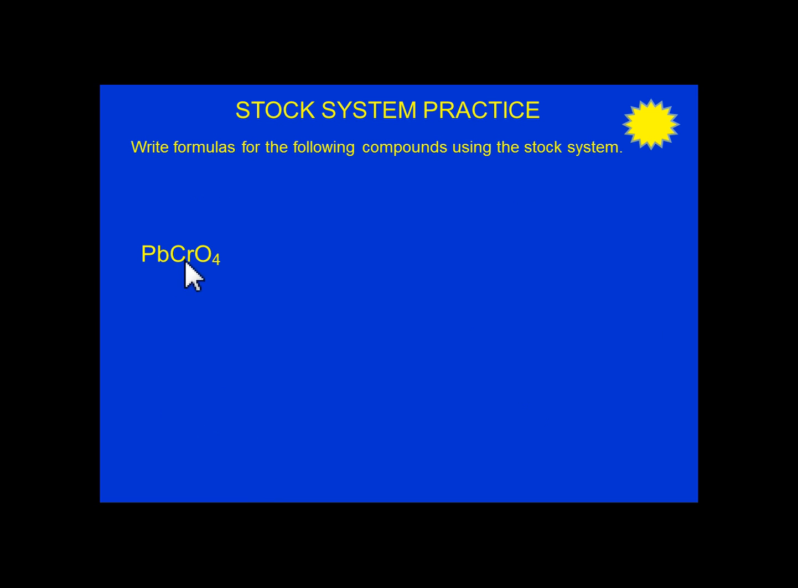Alright, PbCrO4. CrO4 is chromate. It has a -2 charge. There's only one lead, so it has to be lead(II) chromate. Next, Ni(ClO3)2. We just did this one, but it's worth reviewing.